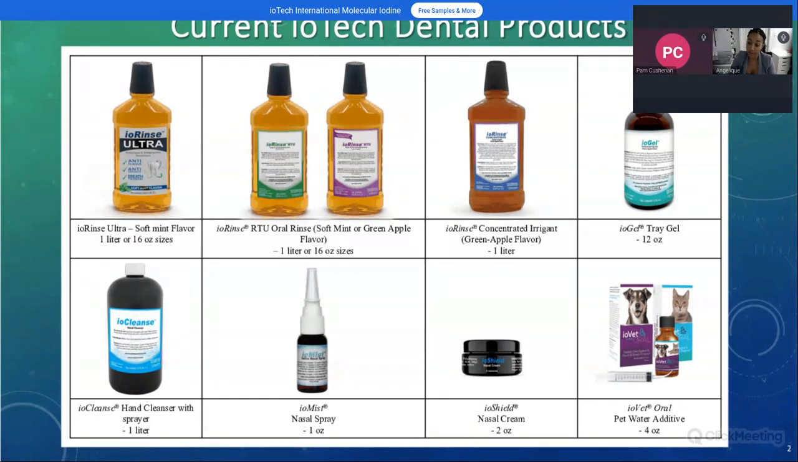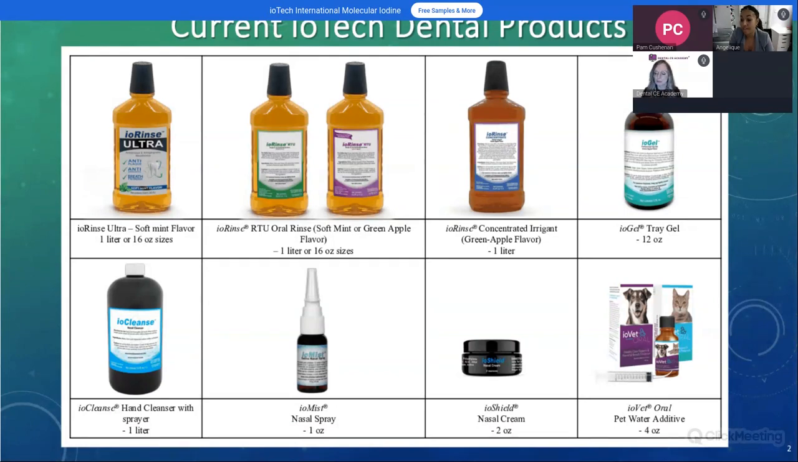ioMist comes in 24 bottles per case. The ioShield comes in a 2-ounce jar. There are 9 jars per case, but this breaks down to only a few cents per patient if used pre-procedurally in the office. You would simply swab a small amount inside the nostrils, pinch the nostril lightly, and this gives a physical barrier as well as the molecular iodine barrier in the nasal passages during your procedures.